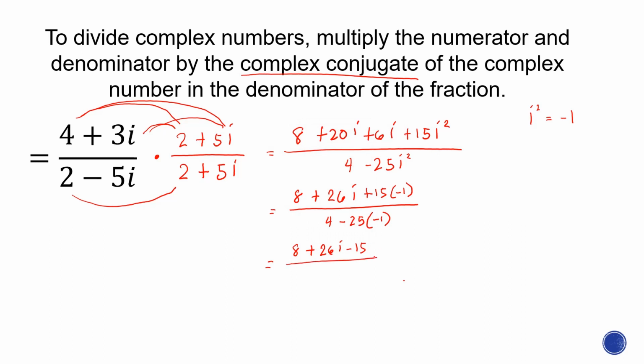Over 4 plus 25. So our final answer is, we can combine 8 and negative 15, that's, I think, negative 7 plus 26i, all over 29. And that's the final answer.